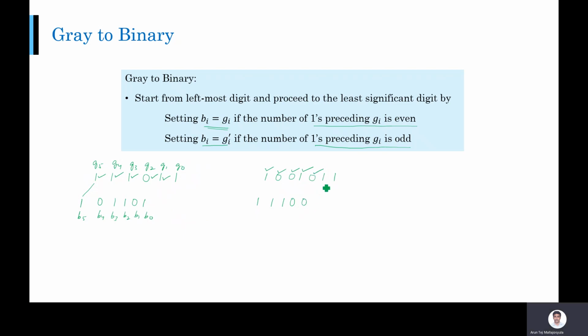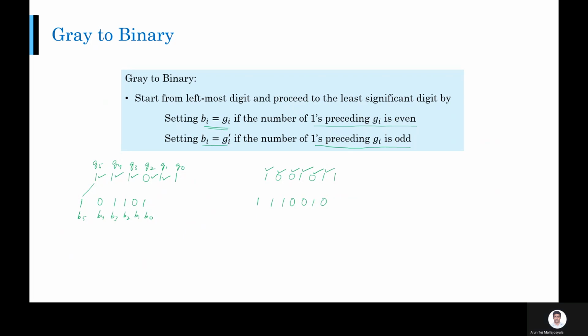How many ones are there preceding G1? 2 ones are there. It is an even number. So the same bit will come, G1. How many ones are there preceding G0? 1, 2, 3. Odd number. So you have to complement. So that is how you can convert from gray to binary. The procedure is very simple.